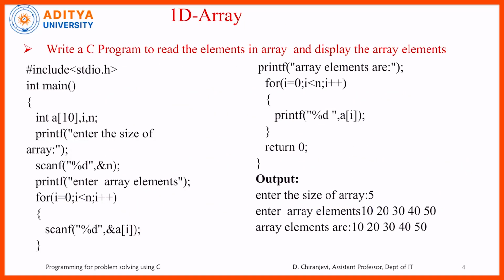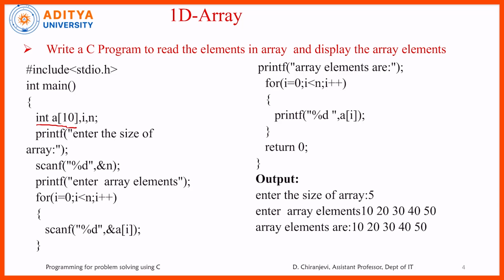Now the first program is: write a C program to read elements in an array and display the array elements. We need to read the elements from the user and then display them. To do this, first of all you need to declare an array. So we have declared an array inside the main function. This is the array declaration.